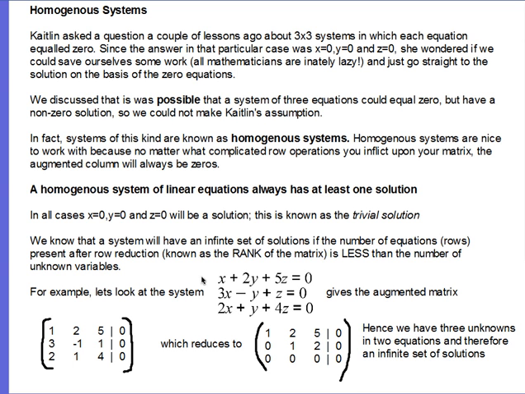So we know that a system will have an infinite set of solutions if the number of equations present after row reduction, and if you remember back to a couple of lessons ago, that was known as the rank of the matrix, is less than the number of unknown variables. Then I'll have an infinite number of solutions, an infinite set of solutions. So let's look at this example. Here I've got these three equations, all equal to 0.